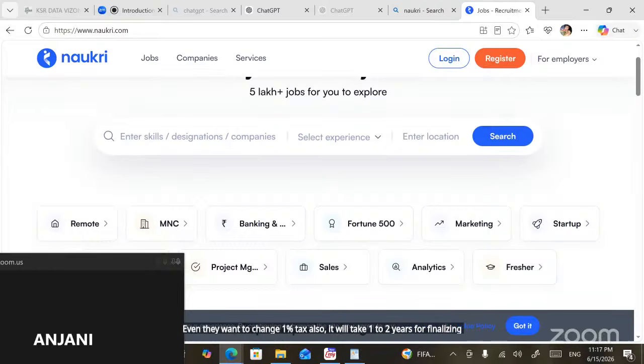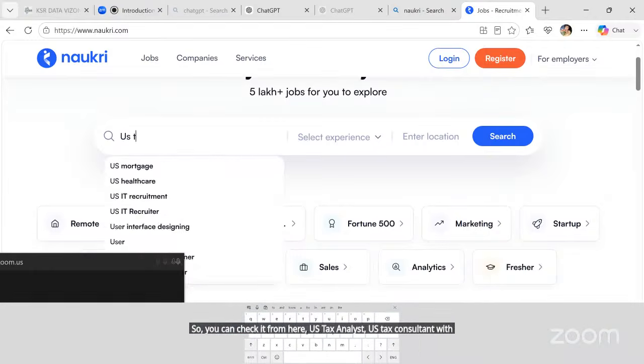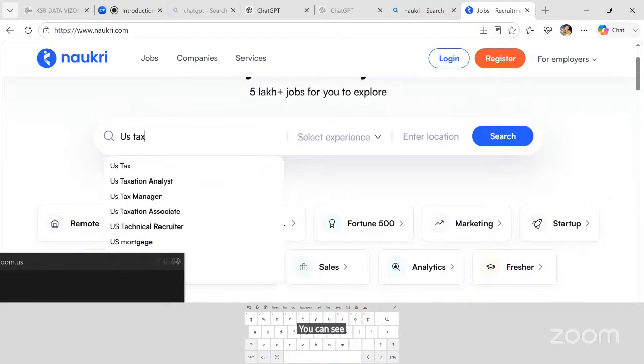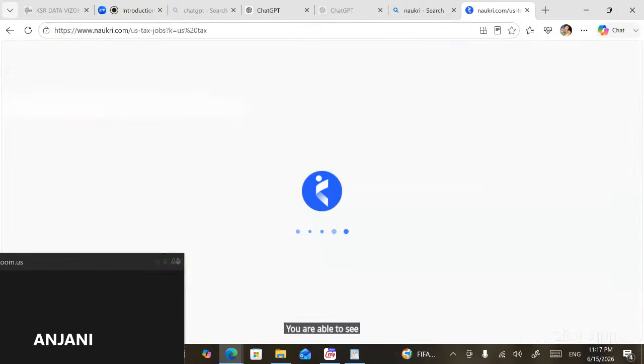So you can check it from here. US tax analyst, US tax consultant, with the name. You can see associate recruiter, manager, US tax. You are able to see the Naukri screen only, right?